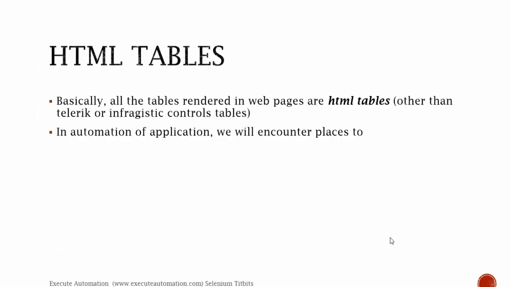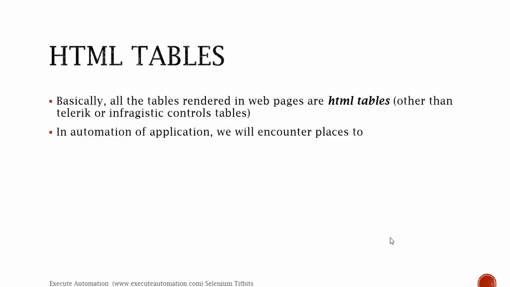Basically, all the tables rendered in web pages are HTML, other than Telerik or Infragistics control tables. Those are third-party tables, and those tables are different. But most of the tables rendered in web pages are HTML tables.